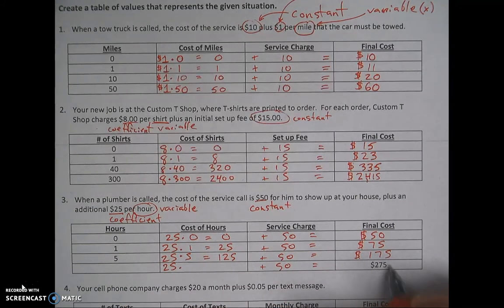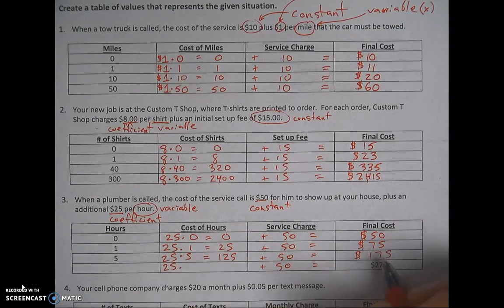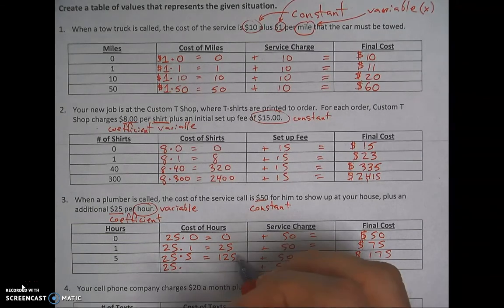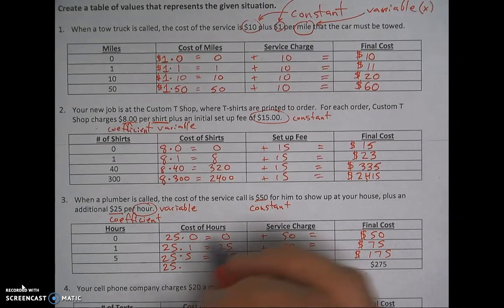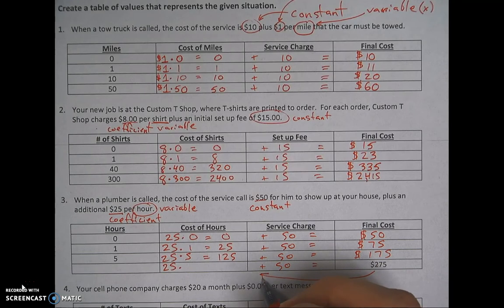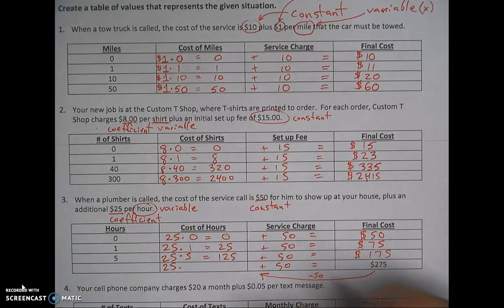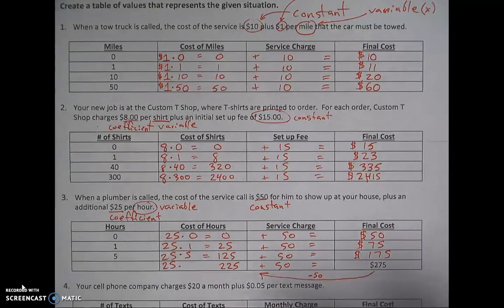So if we paid a total of $275 as our final cost, that includes the service charge, that includes the hours, okay, how many hours did I actually spend? So what we want to do is work backwards. If the whole cost was $275, we know we paid $50 for the service charge. So before we start worrying about how many hours there was, we need to take off this service charge. So working backwards, we're going to minus 50. We're going to take that 50 off the 275. So that's going to leave me with $225. Because if I did 225 plus 50, that gets me 275.